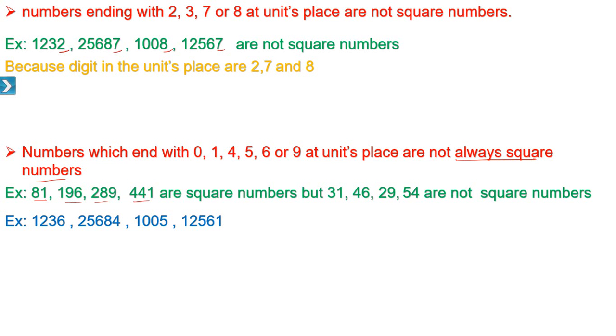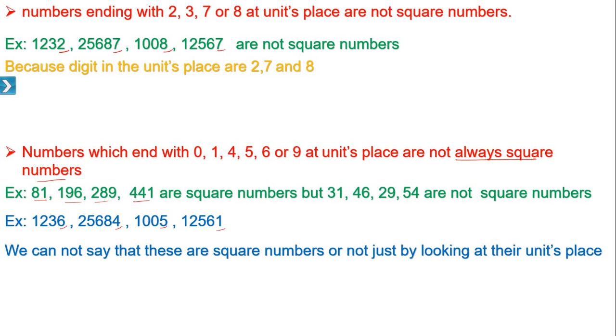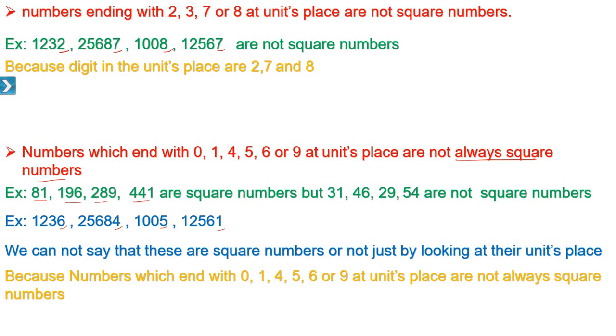So you have to remember, numbers which end with 0, 1, 4, 5, 6 or 9 at units place are not always square numbers. See here, for example, 1236, 25,684, 1005, 12,561. We cannot say whether these are square numbers or not just by looking at their units place, because numbers ending with 0, 1, 4, 5, 6 or 9 at units place are not always square numbers.